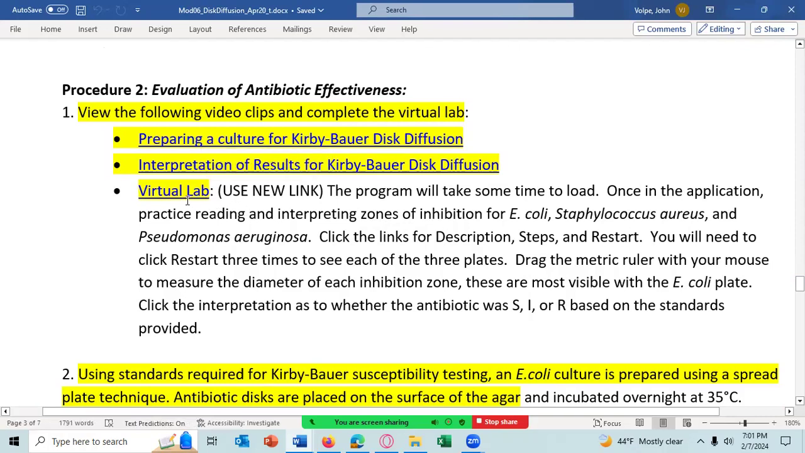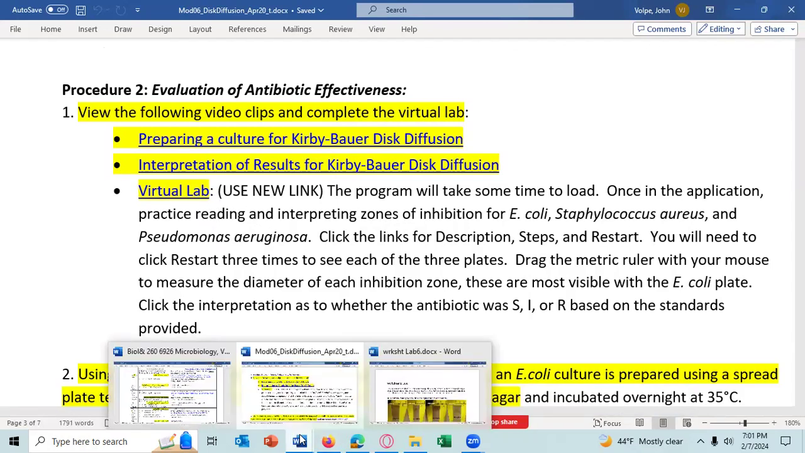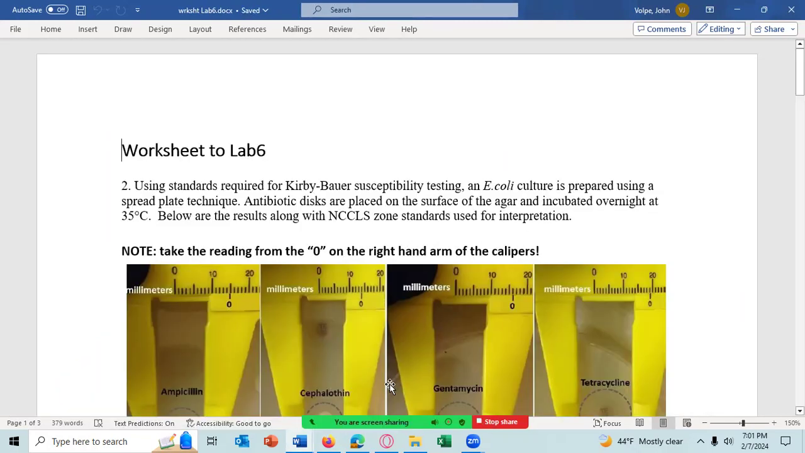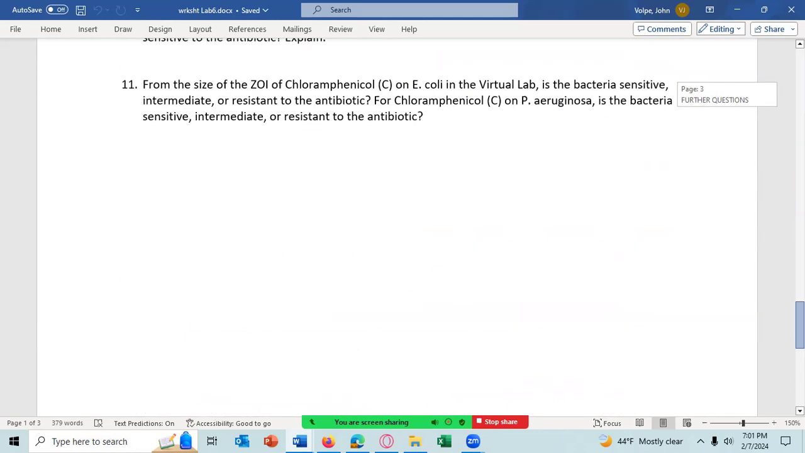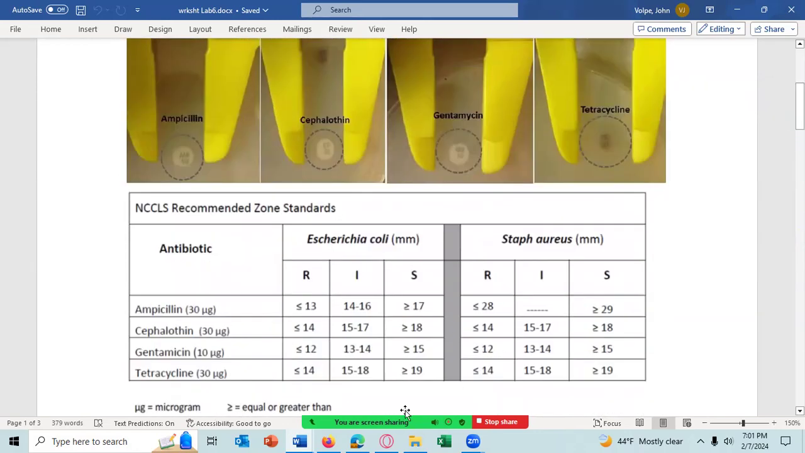Let me go to the virtual lab now. And it says to use the new link. So I probably got that new link on the worksheet. You might have it on the lab module, but I don't. I don't have it here. So let me go to your.